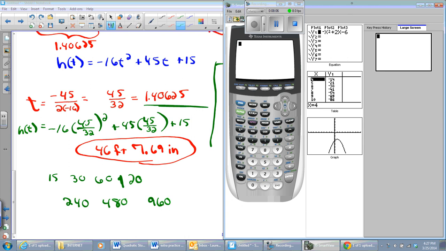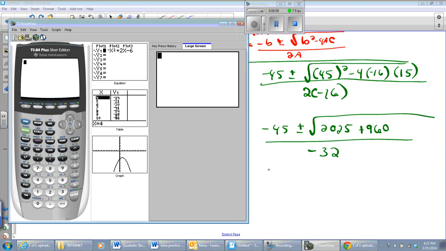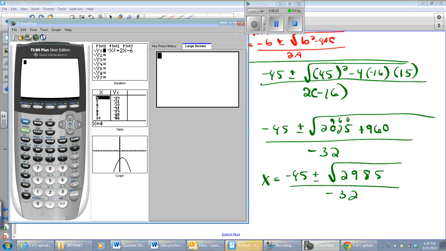Okay, so now that I have this simplified version, in fact, I can even go x equals negative 45 plus or minus the square root. Let's see, 960. Looks like I'm going to get 2985 over negative 32. Now I'll go to my calculator. So I'll start a parenthesis, and I'll do negative 45 plus square root of 2985, close it, and I'm going to divide by negative 32.